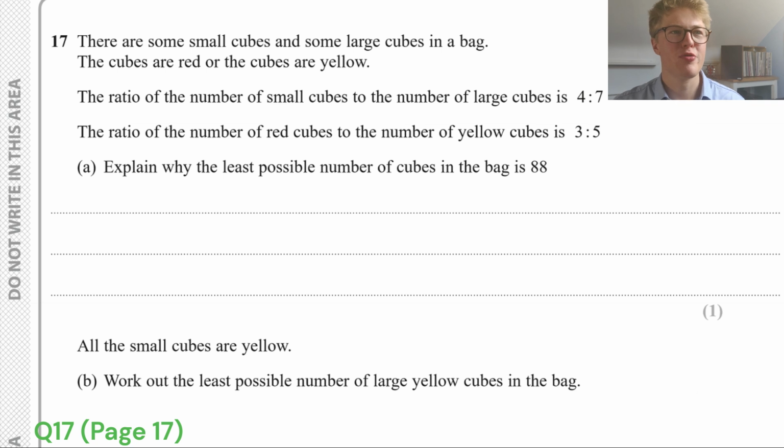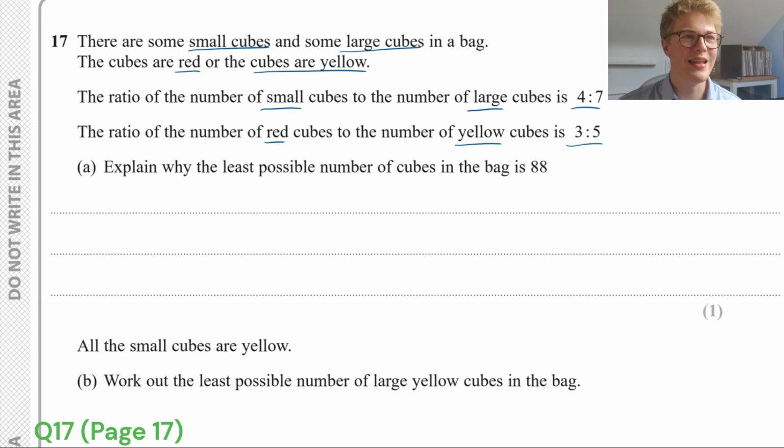There are some small cubes and some large cubes in a bag. The cubes are red or the cubes are yellow. The ratio of the number of small cubes to the number of large cubes is 4:7. The ratio of the number of red cubes to the number of yellow cubes is 3:5. Explain why the least possible number of cubes in the bag is 88.